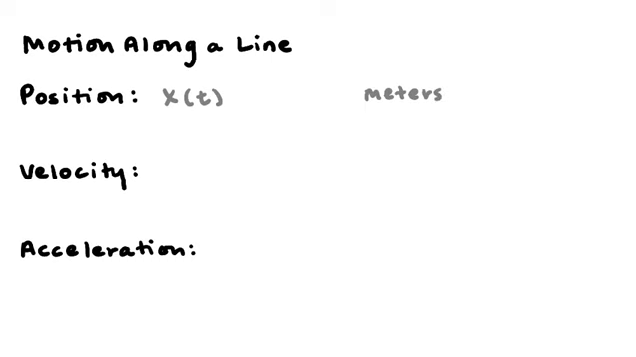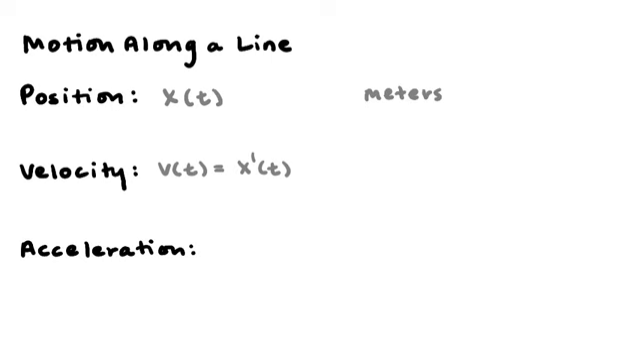Now, velocity is the rate of change of position. It's kind of like speed. Now, we'll talk more about that next time. But velocity, we're going to call v of t. And the way we get it is by taking the derivative of position. It's a rate of change, so that would make sense. It's the instantaneous rate of change of position.